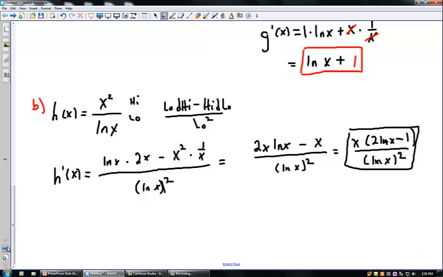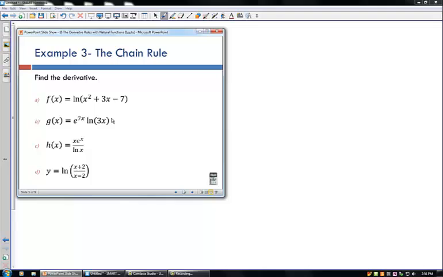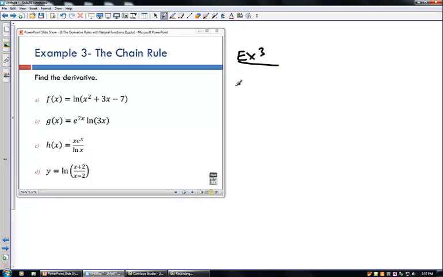Alright, so let's look at the next example. In the next example, we're going to start using the chain rule and then start using the chain rule in combination with the product and quotient rule. So we start right here with f of x. Example 3, part A: we have f of x equal to ln of x squared plus 3x minus 7. And we want to take the derivative, so we want to find f prime of x.